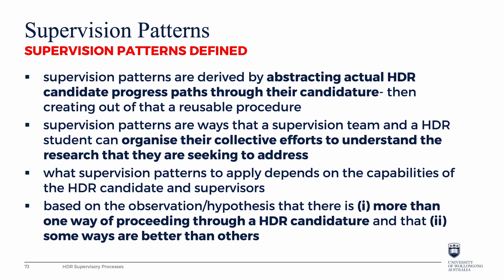Okay, so a supervision pattern is made by trying to abstract from an actual HDR candidate progress path through their candidature. So what we're trying to do is to see if there's a pattern that we can extract and generalize from an actual supervision or an actual occasion during a supervision where we found that a particular approach was useful. And then to organize this effort into a way where we can actually address a problem. So first thing is, how do we derive these supervision patterns? Second thing is how we apply them.